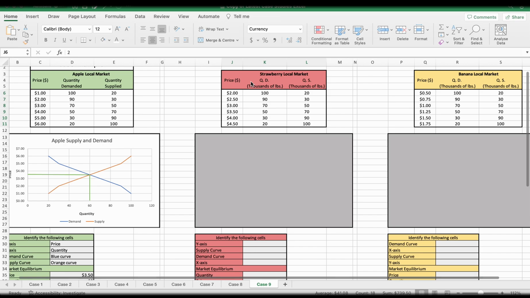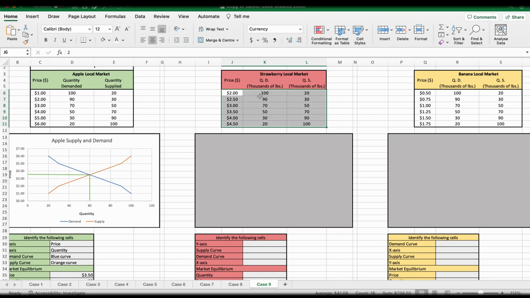Part, which is going to be the strawberry local market case. So as you can see, the graph is giving us the quantity demanded and quantity supplied. This is going to be thousands of pounds. And on the left side, we have the price. So let's create a table.